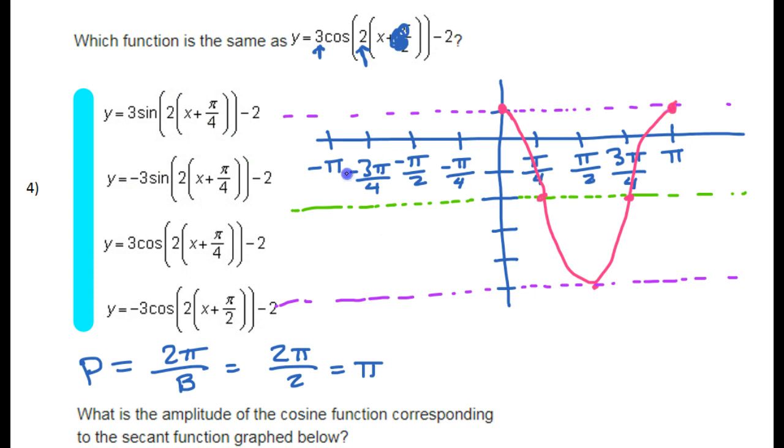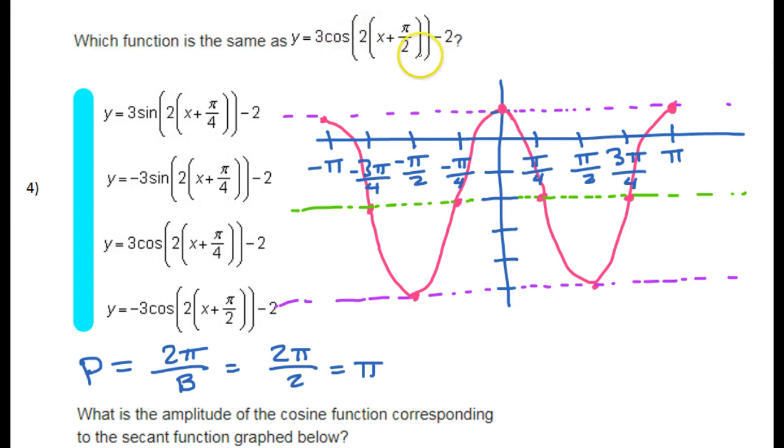And I'm just going to do another period of it. So if I kept it going, it would fall to the midline, it would fall to its lowest point, back to the midline, and back to its highest point. So here would be another cycle. Okay, that's what it looks like without the phase shift.